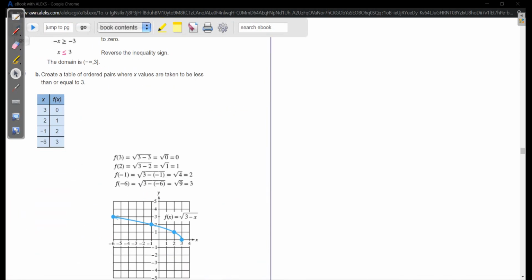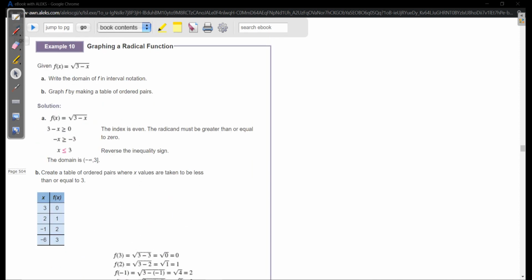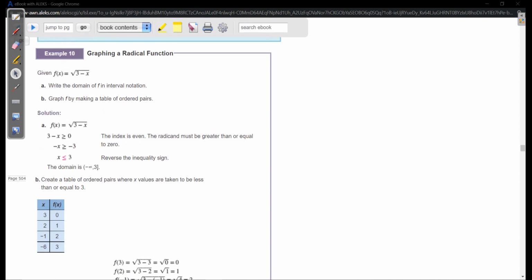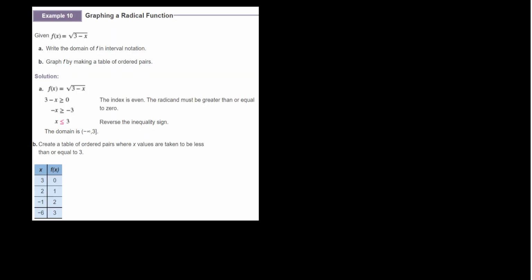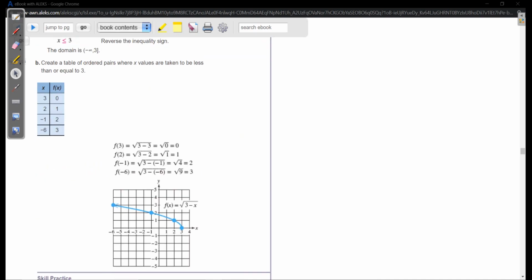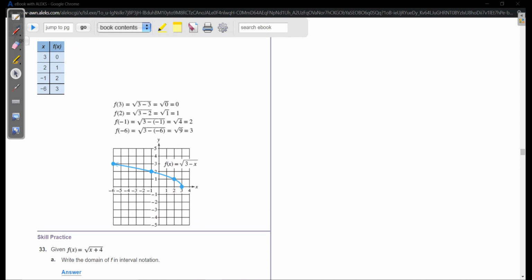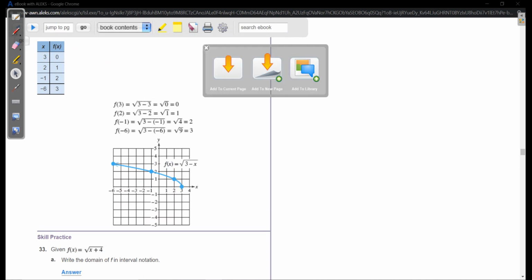And lastly, we're going to graph this, and I'm just going to snip this entire problem, because their graph looks a lot better than mine, just being honest. And on the homework, you will have a graphing utility.